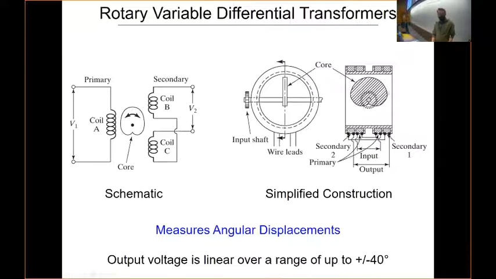This is like this view, but maybe a little bit less schematic. It's more like the actual thing. You have your primary coil right here, and your secondary coil here, and your other secondary coil here. So you measure angular displacements. Output voltage is linear over a range of up to plus or minus 40 degrees. So this here is probably plus 40, could go to 0, and then down to negative 40.